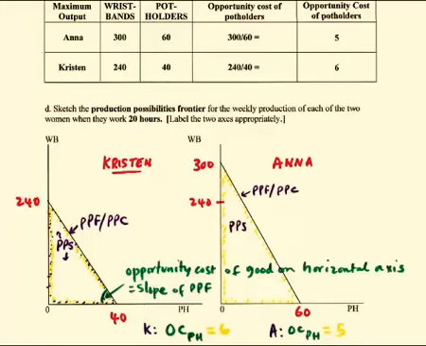In the case of Anna, she can produce 60 potholders in the allocated time or 300 wristbands. To produce 60 potholders means she gives up producing the 300 wristbands, so each potholder costs her 5 wristbands in production. The opportunity cost of potholders for Anna is 5. The opportunity cost of potholders for Kristen is 6. Anna has the lower opportunity cost of producing potholders, therefore Anna should specialize in producing potholders because her cost is lower than Kristen's cost of producing the same potholders.